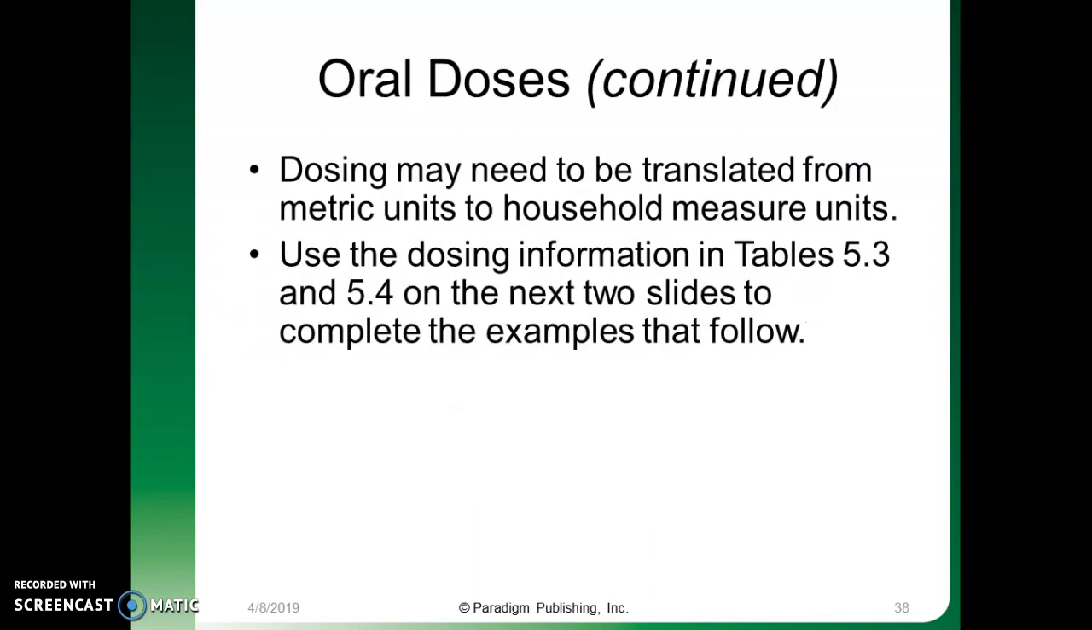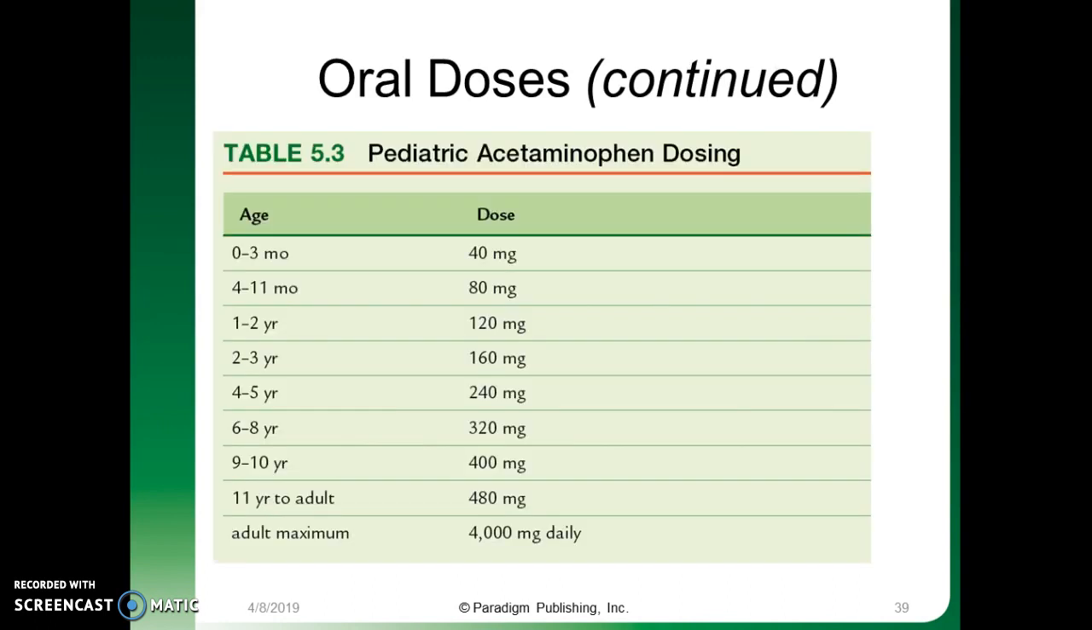Dosings may need to be translated from metric units to household measure units. Use the dosing information in tables 5.3 and 5.4 on the next 2 slides to complete the examples that follow. So again, I want to state that even though you have this chart available, if you have a child under the age of 2 and they are prescribed a certain kind of medication, or they're told to buy over-the-counter medications, please consult your physician before you administer drugs to your children.